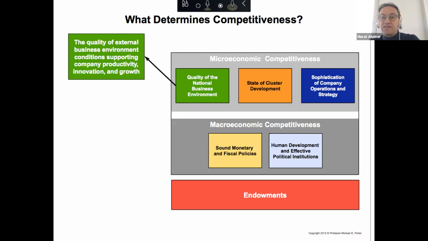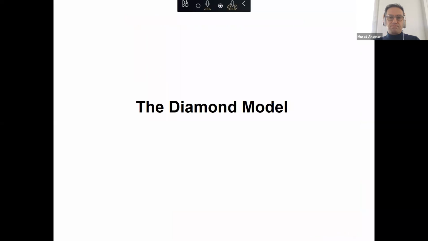We looked already at the sophistication of company operations and strategies inside the company. Today, we will be looking at the quality of the national business environment. And finally, in our next lecture, we will be looking at the state of cluster development. How do we assess the quality of the business environment in our location?